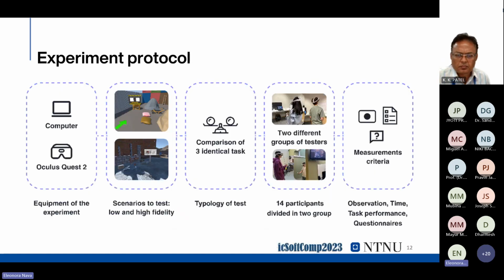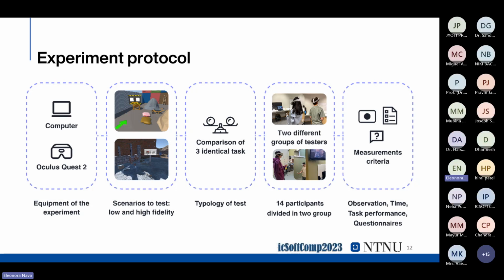The protocol of the experiment includes the use of the device Oculus Quest 2 and a personal computer, creation of two immersive scenarios, one low and one high in realism and diegesis, 3 comparative tasks for each scenario, 14 testers that were divided into 2 groups, and one group tried just one experience, and measurement tools such as observation, time measurement, task performance, and post-experience questionnaires.